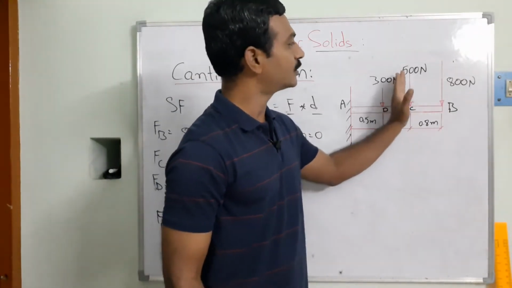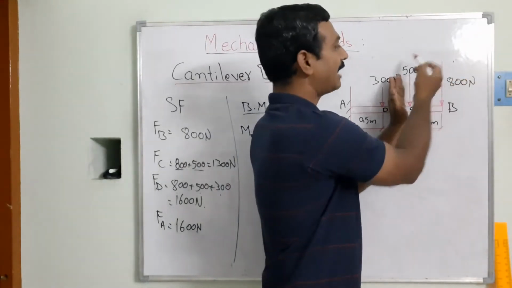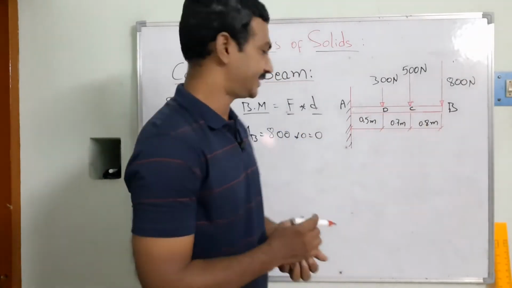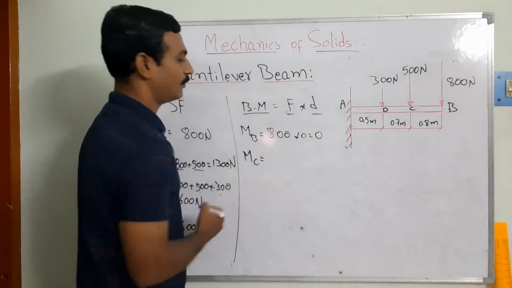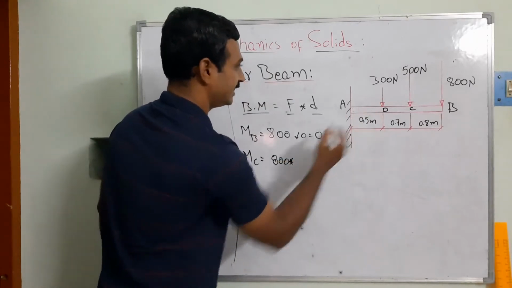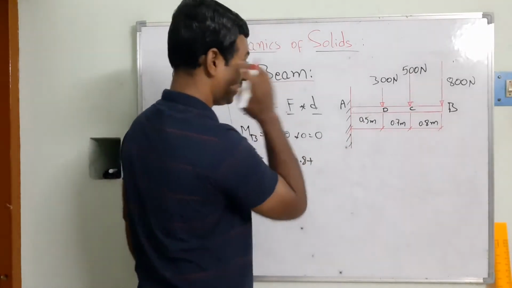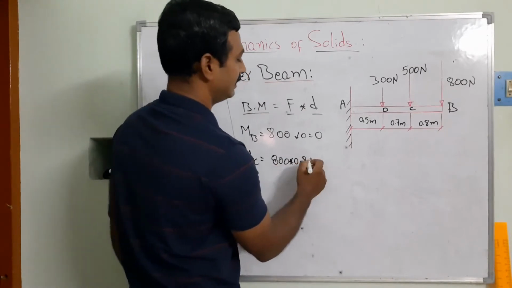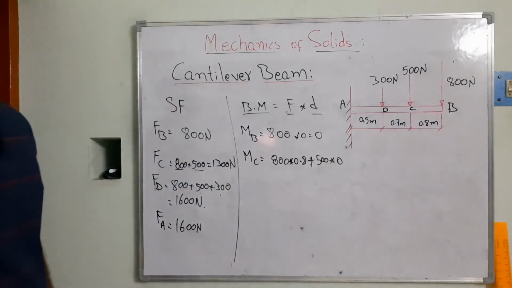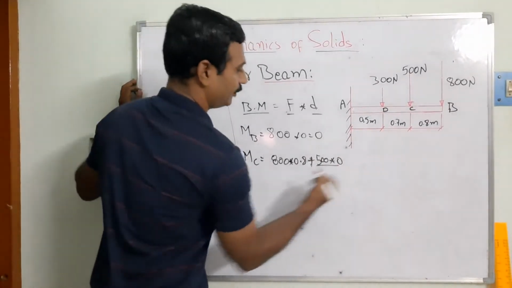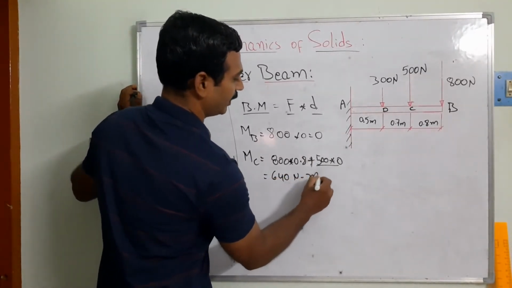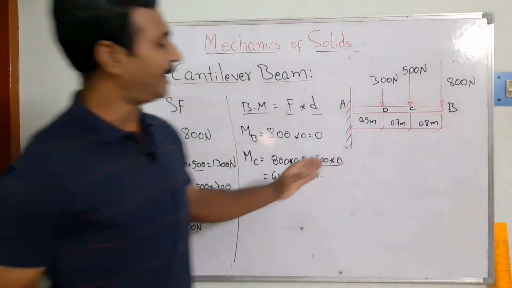Now can you see how many forces you have to the right side? 800 and 500 at the point C. Now I want to find out the bending moment acting at point C. So MC is equal to, the forces are going to be 800 into the distance 0.8, plus 500 into 0. Now the value of 500 into 0 is 0, so finally MC is equal to 640 newton meter. We got it.